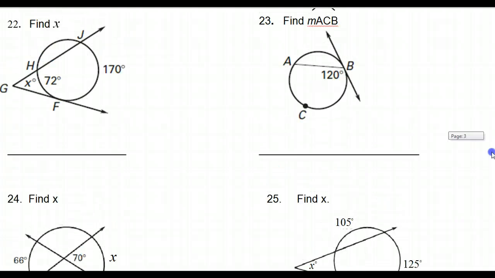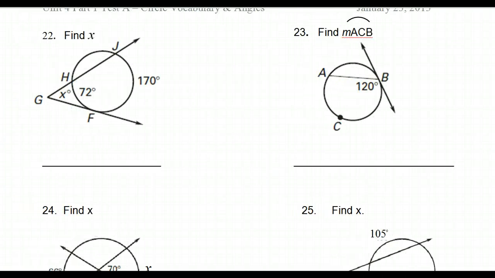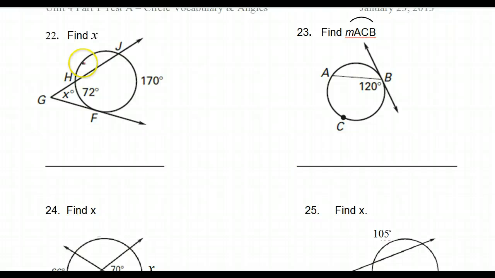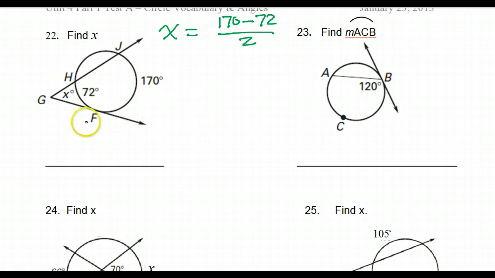Okay, take a look at number 22. Find the measure of x. Well, this is just going to be a straightforward use of the formula that says the angle should be equal to the big arc minus the small arc divided by 2. Alright, that's the formula for this situation. So just put that in your calculator. That turns out to be 49.